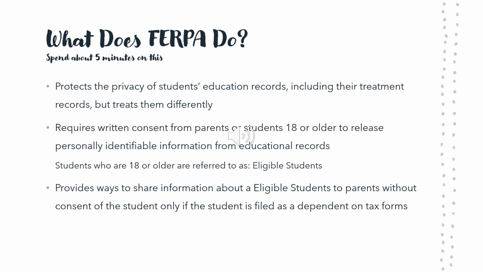Once students understand what FERPA is and the different types of records and personally identifiable information, you can then get into what FERPA is meant to do. FERPA is meant to protect the privacy of students' education records, including their treatment records, but treats them differently. It requires written consent from parents or students 18 or older to release personally identifiable information from educational records. Students who are 18 or older are referred to as eligible students. It also provides ways to share information about an eligible student to parents without consent of a student, only if the student is filed as a dependent on tax forms.